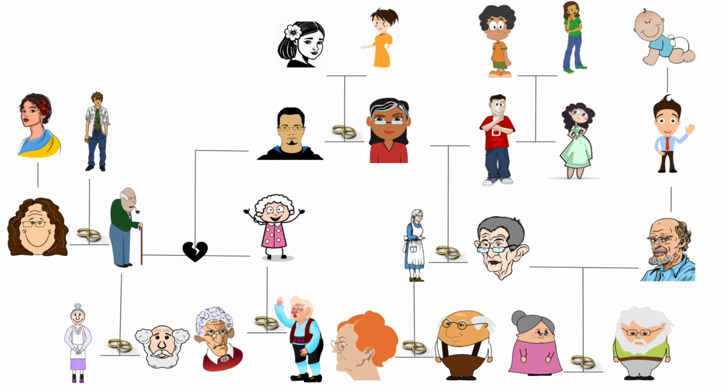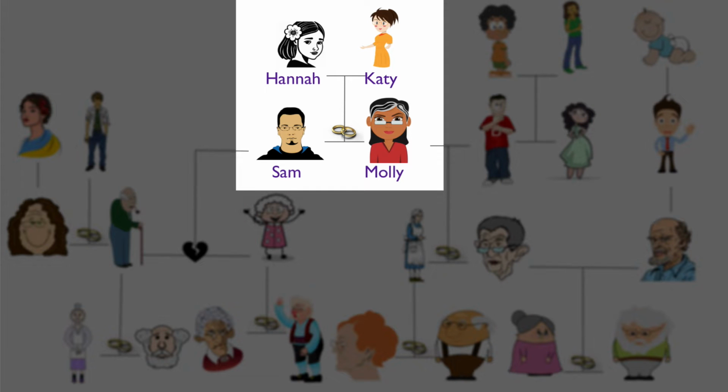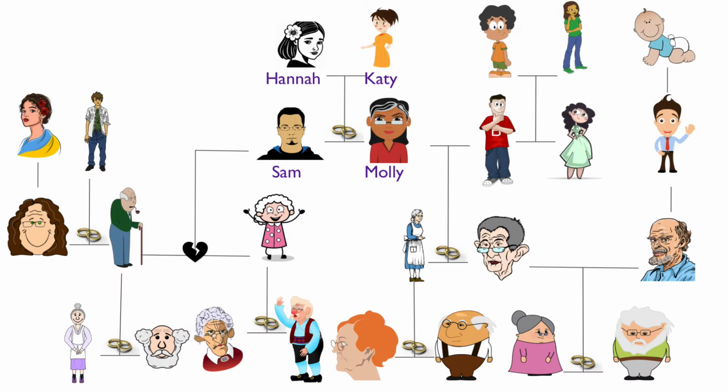So let's take a look at our basic family of four. Let's imagine that I am Hannah. My sister is Katie, and I have two parents, my father Sam and my mother Molly. Together we are a family of four. This is our basic family.